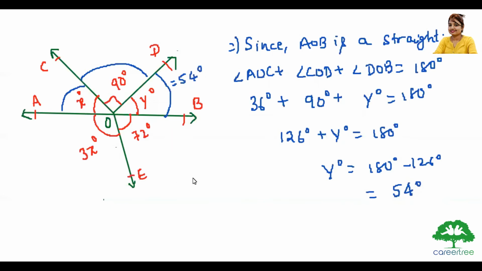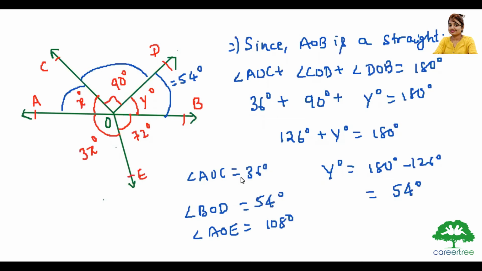So in this way we have found angle AOC, angle BOD, and angle AOE. Angle AOE is 108 degree, angle BOD is 54 degree and angle AOC is 36 degree. So what property have we used? The straight line property, and using the values of the given angles, we have found the values of the unknown angles. I hope you have understood this question.